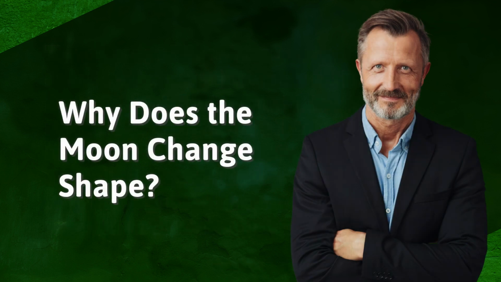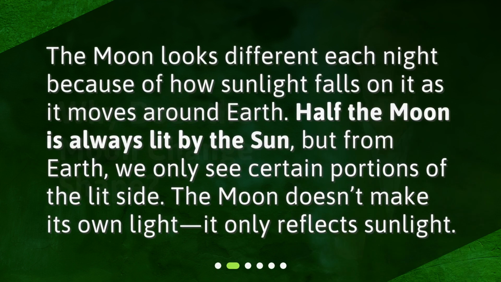Why does the moon change shape? The moon looks different each night because of how sunlight falls on it as it moves around Earth. Half the moon is always lit by the sun, but from Earth, we only see certain portions of the lit side. The moon doesn't make its own light. It only reflects sunlight.